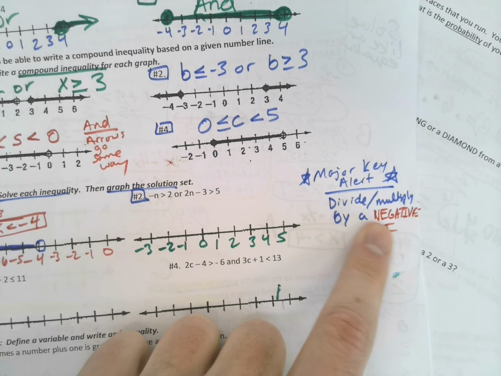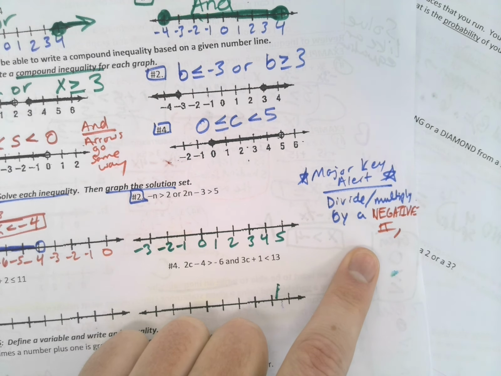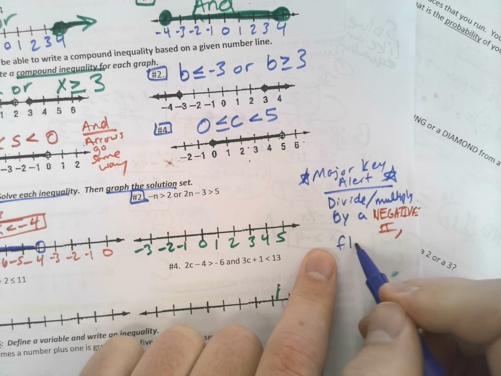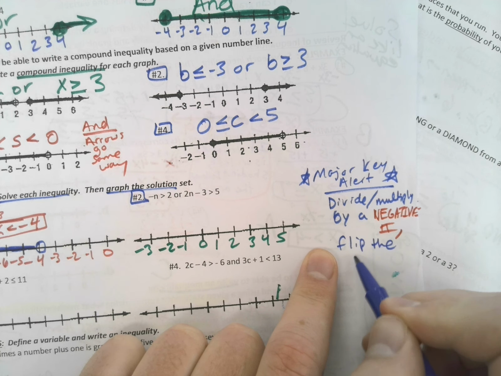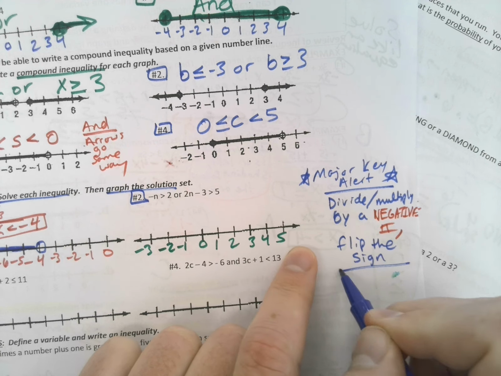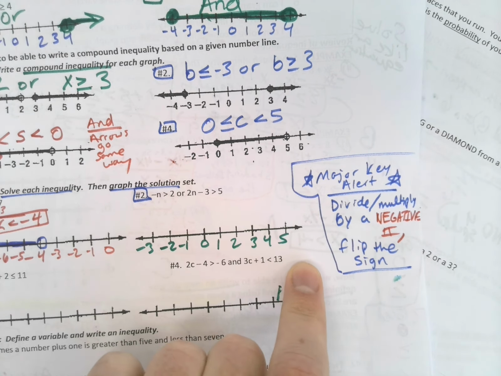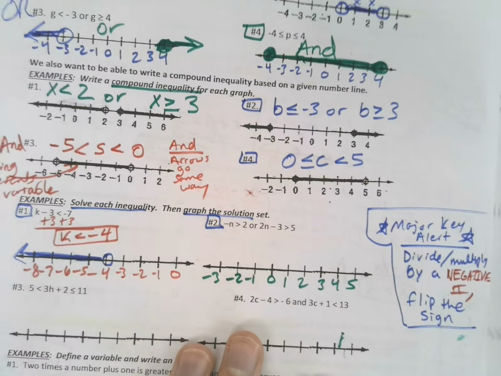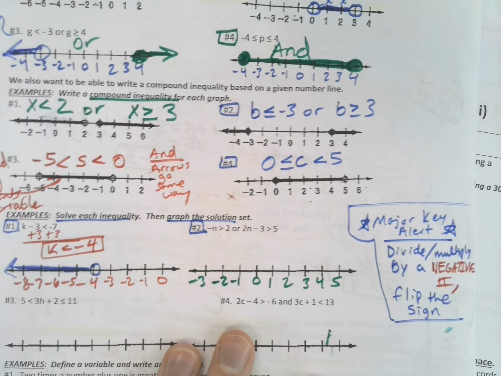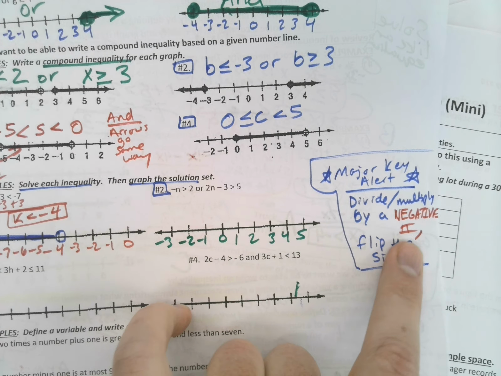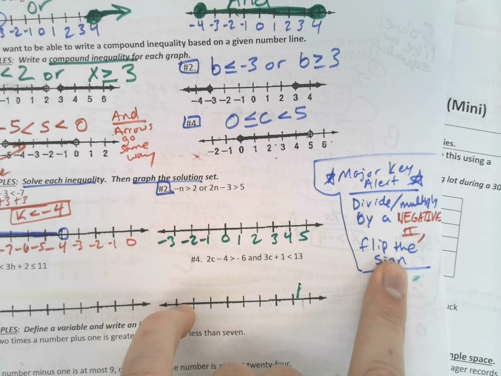If you divide or multiply by a negative number, you have to flip the sign. And guys, that's going to be a mistake I already know we're going to make. So don't panic. I just know we're going to make it. It happens every year. If you divide or multiply by a negative number, you have to flip the inequality sign.